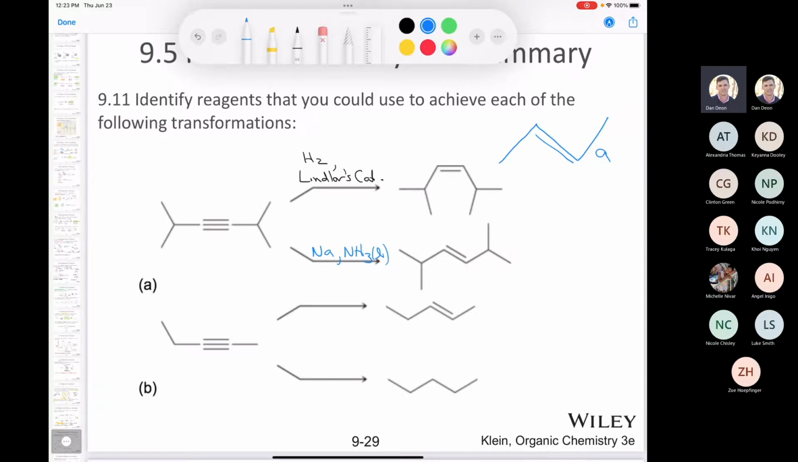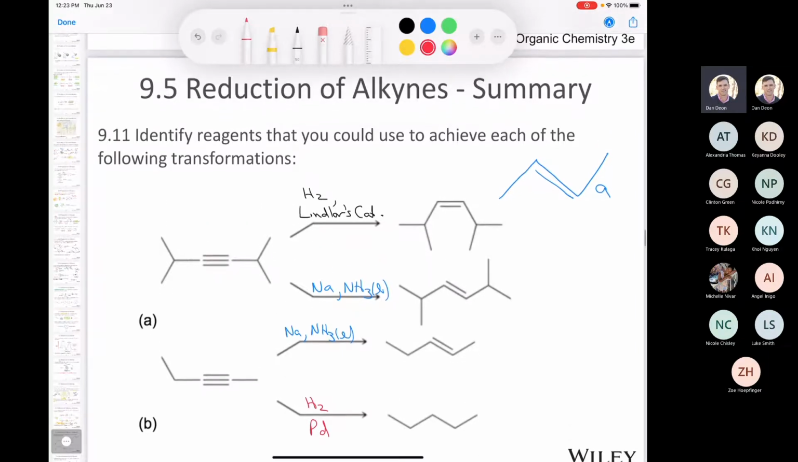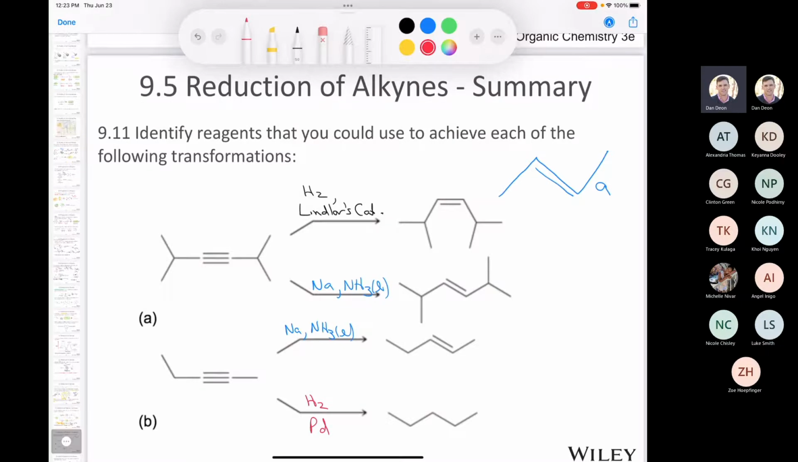What else? Next one, we want to make a trans alkene again. Well, we just looked at that. So sodium, dissolving metal reduction. And the last one is just completely reducing the alkyne to an alkane. So for that, we just use hydrogen and palladium, platinum, or nickel. Let's choose palladium just for fun. And there you go. So that's reduction. That summarizes everything you need to know about alkyne reduction for this chapter.